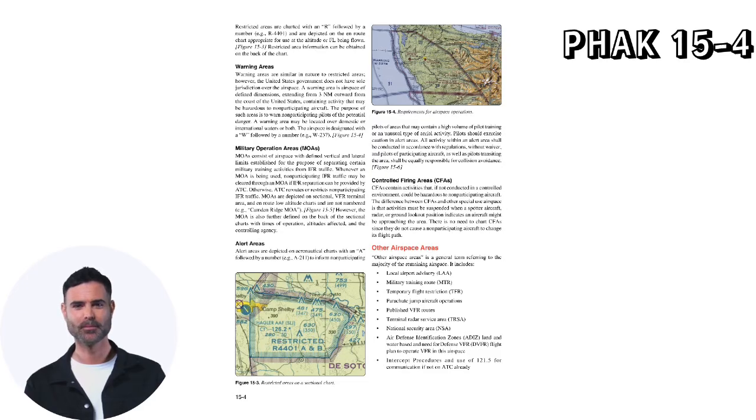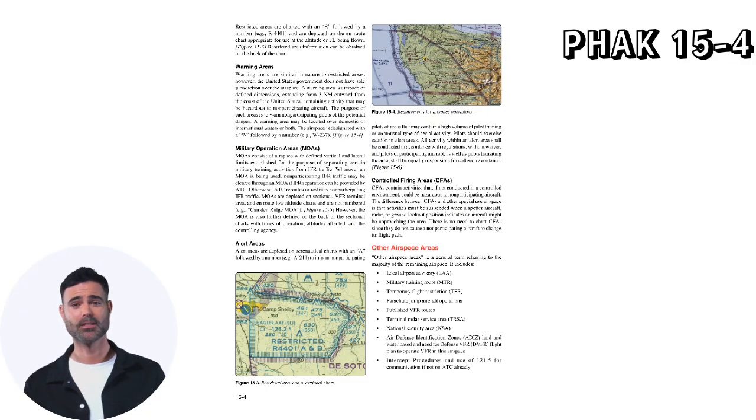Alert areas. Alert areas are depicted on aeronautical charts with an A, followed by a number, e.g., A211, to inform non-participating pilots of areas that may contain a high volume of pilot training or an unusual type of aerial activity. Pilots should exercise caution in alert areas. All activity within an alert area shall be conducted in accordance with regulations, without waiver, and pilots of participating aircraft, as well as pilots transiting the area, shall be equally responsible for collision avoidance.